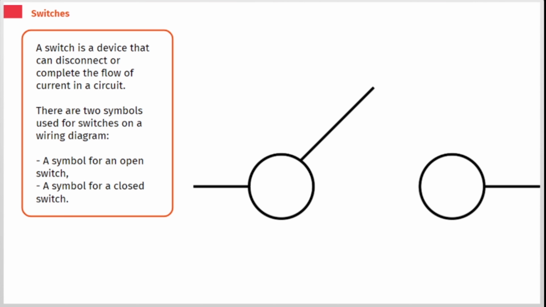A switch is a device that can disconnect or complete the flow of current in a circuit. There are two symbols used for switches on a wiring diagram. A symbol for an open switch. A symbol for a closed switch.